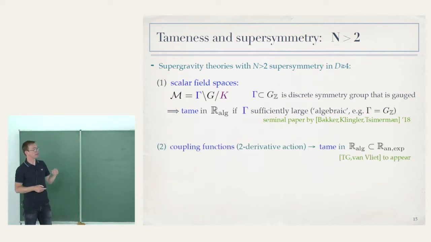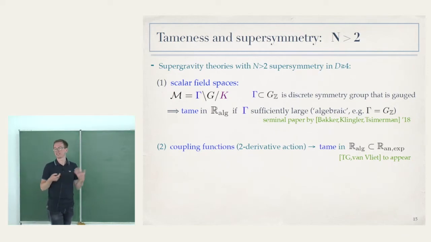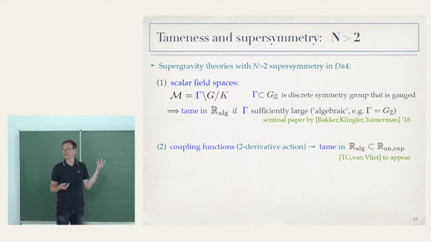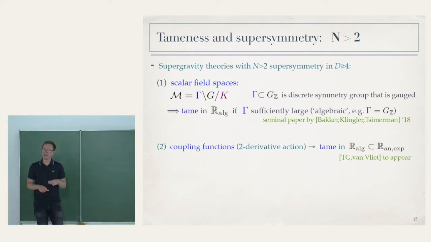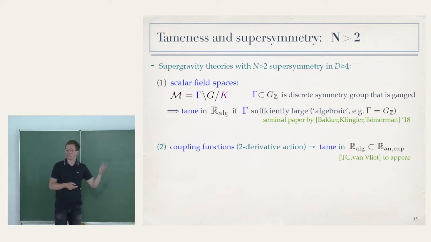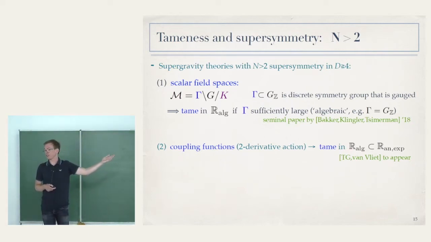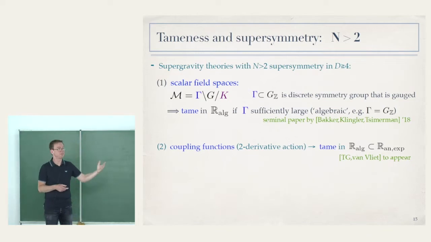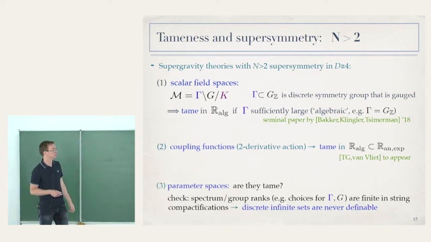Now, what about the coupling functions? The coupling functions are, for example, the metric on these manifolds and so on. And in fact, you can also show, that's what we will do for the gauge coupling function, that they are tame functions in this R-alg structure. So now the field spaces and the coupling functions at two-derivative level in these higher supersymmetric theories are tame. These are non-trivial results, by the way. They are not obvious. By no means are these trivial theorems.